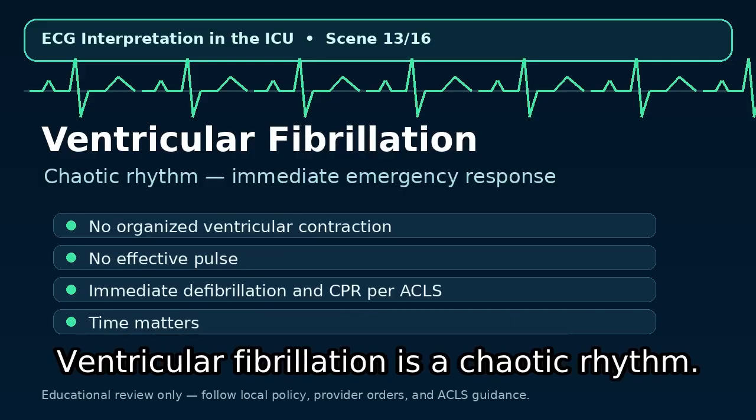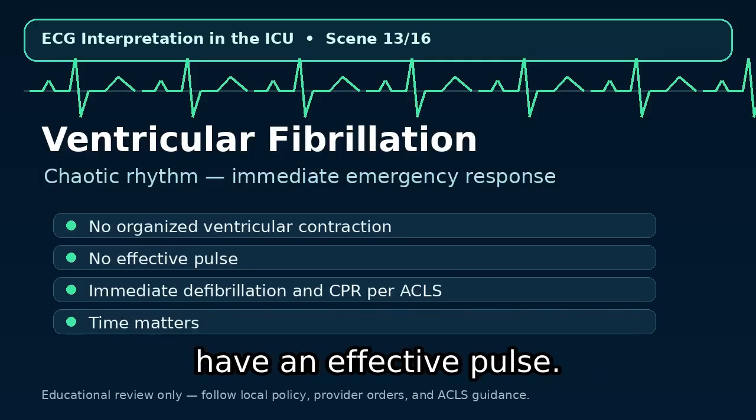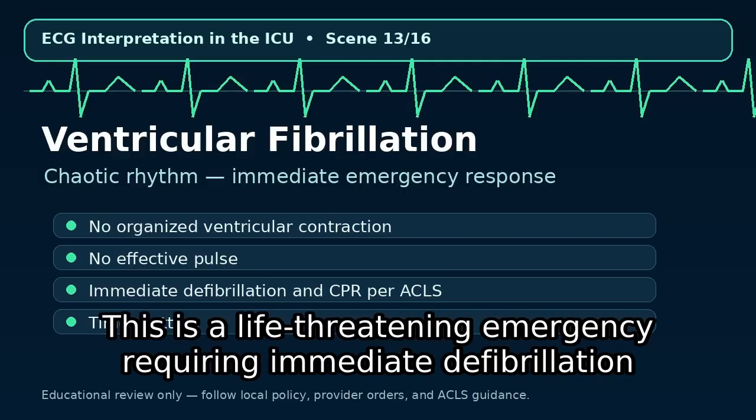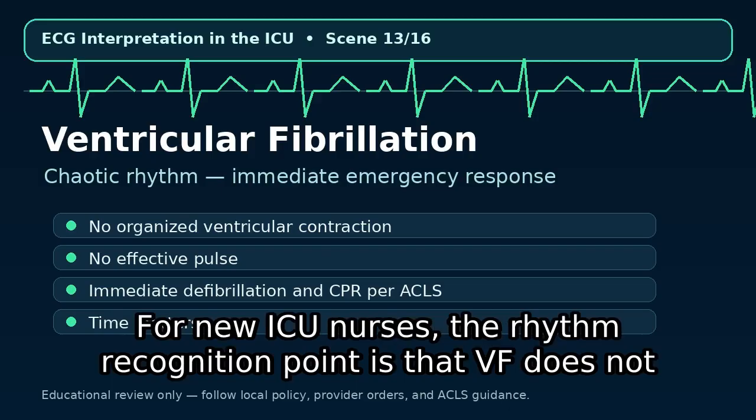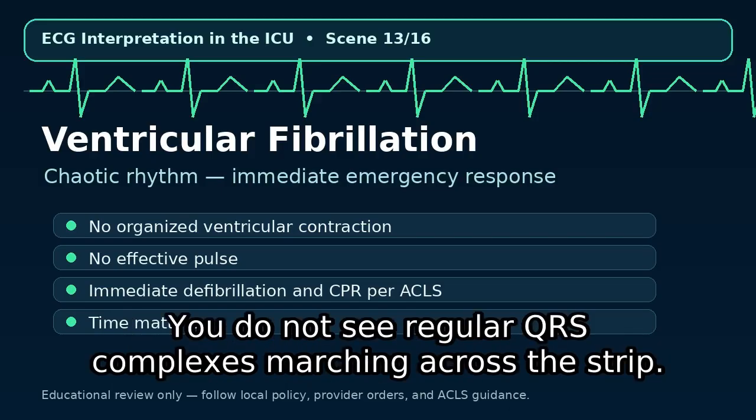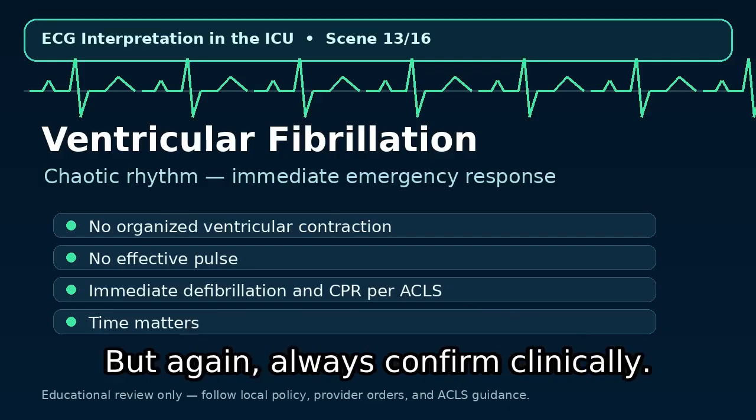Ventricular fibrillation is a chaotic rhythm. There is no organized ventricular contraction, and the patient will not have an effective pulse. This is a life-threatening emergency requiring immediate defibrillation and high-quality CPR according to ACLS protocols. For new ICU nurses, the rhythm recognition point is that VF does not look organized. You do not see regular QRS complexes marching across the strip. Instead, the waveform is chaotic and disorganized. But again, always confirm clinically.